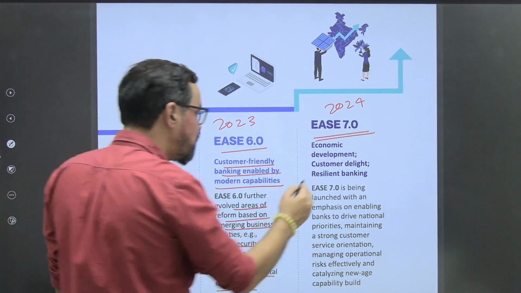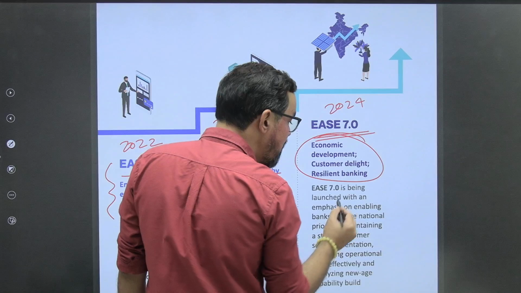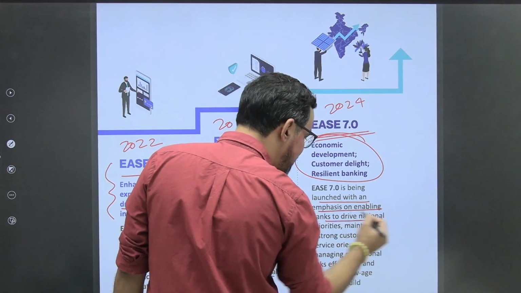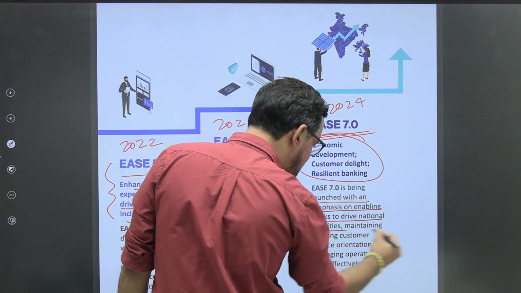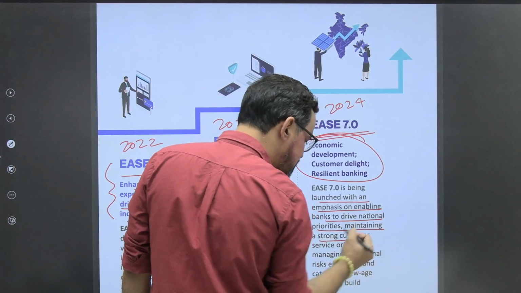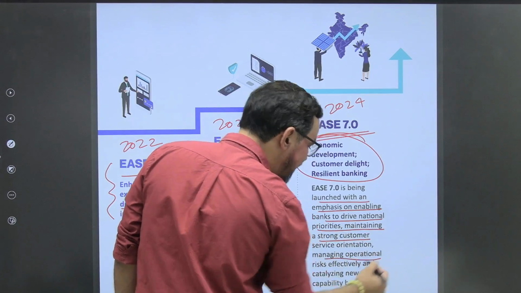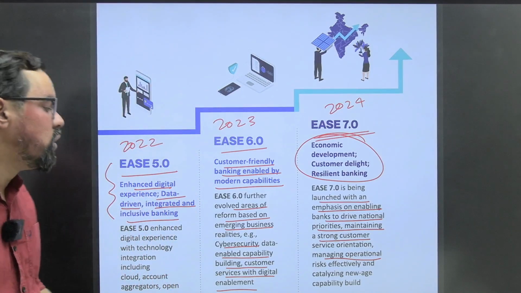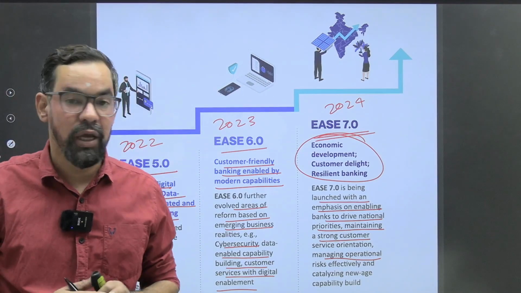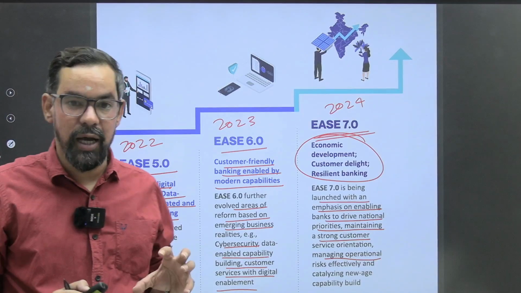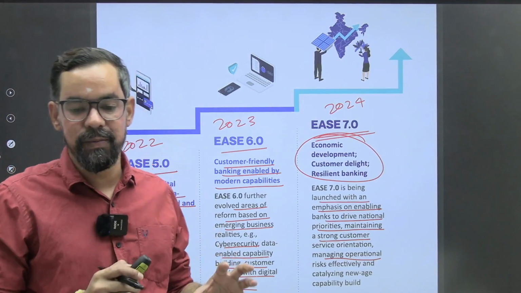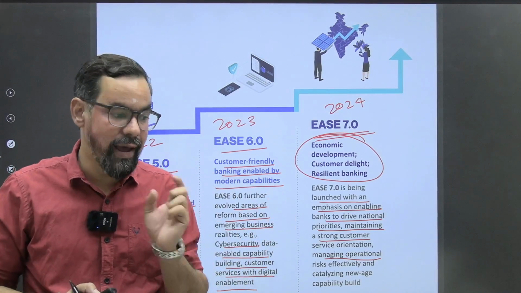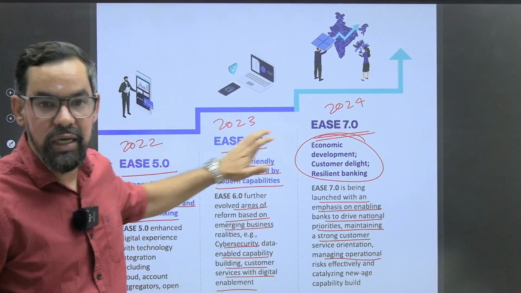So these are some core areas of this particular one. It's being launched with an emphasis on enabling banks to drive national priorities, maintaining a strong customer service orientation, managing operational risk effectively, and catalyzing new-age capability building. Okay? So these are the 7 EASEs. Please do go through these things. We have discussed these in our concept class as well, and I have done one separate video on the EASE reforms also.